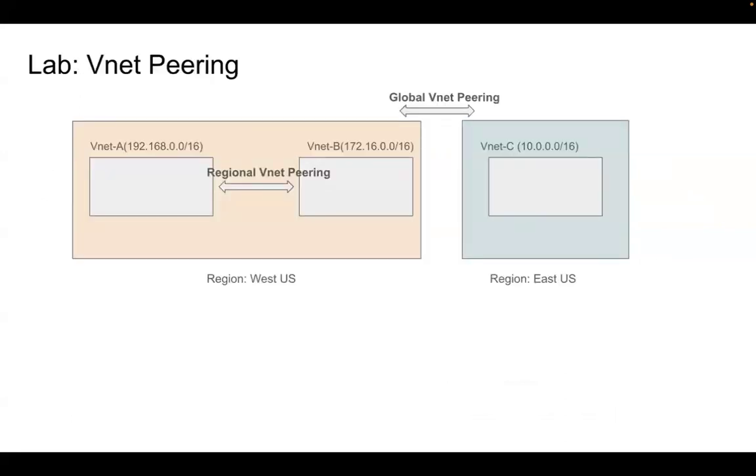So I will go ahead and show you the VNet peering. We can see both the regional VNet peering and global VNet peering. How do we establish the connection?